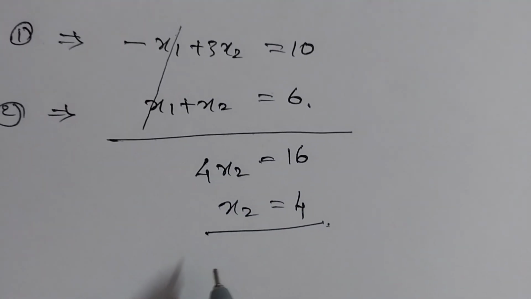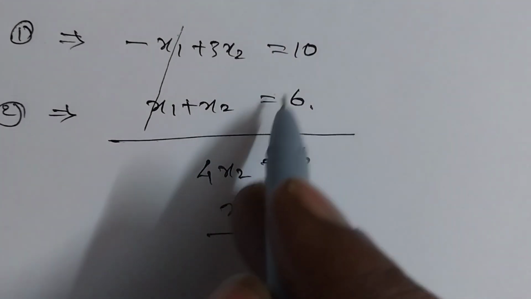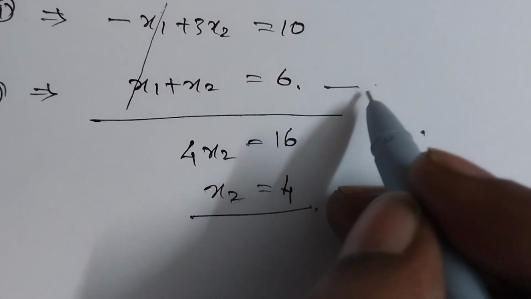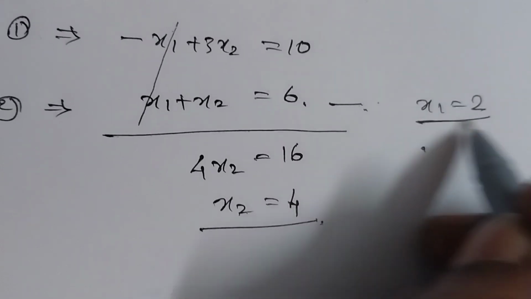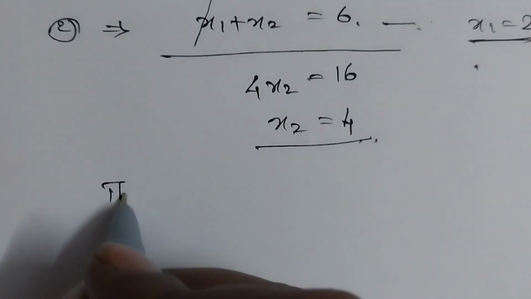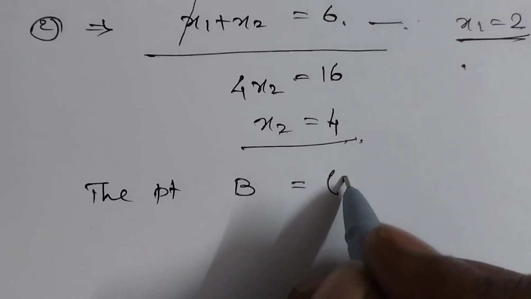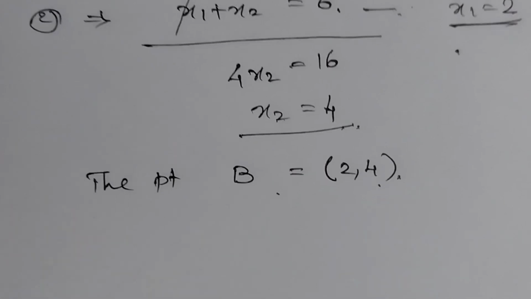So for the corresponding point, you have to substitute x2 is equal to 4 in any one of the equations. If you put it in this equation, x1 is equal to 2. Therefore the point B is equal to 2, 4. So I found that point.